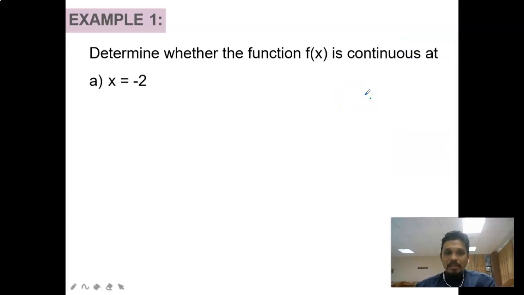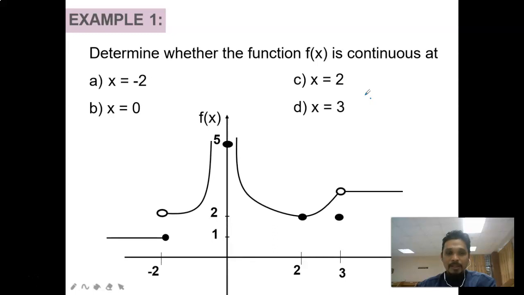Then determine whether the function f(x) is continuous at x equal to -2, 0, 2, and also x equal to 3 for this function. Okay, so let's say for x equal to -2, the limit as x approaches -2 from left or from right of the function f(x). Okay, look at this one here. The limit as x approaches -2 from the right, okay, equal to, we refer to the value of y, which is equal to 2.